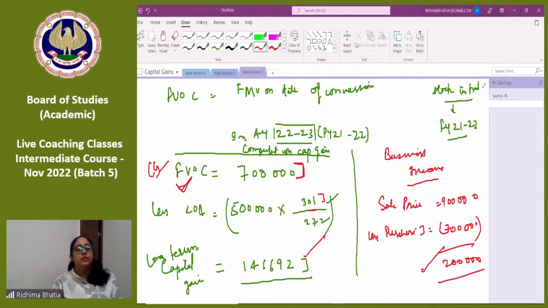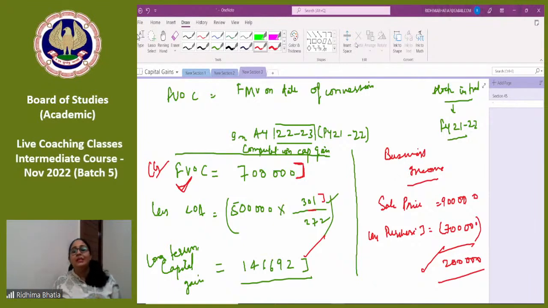The point is the capital gain. If instead of converting, I would have sold that asset in the market, then what would have happened? I would have fetched the fair market value, whatever the market price is, on the date when such conversion has happened, instead of converting, if I would have sold my capital asset, right?